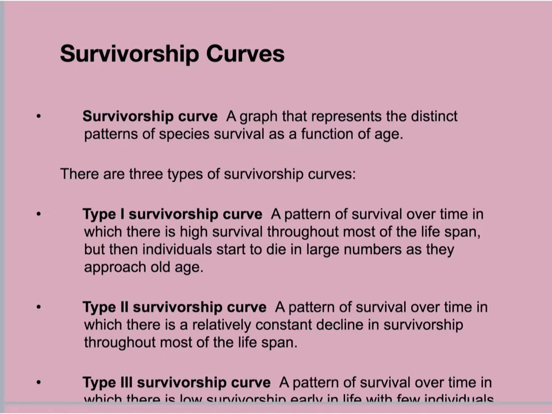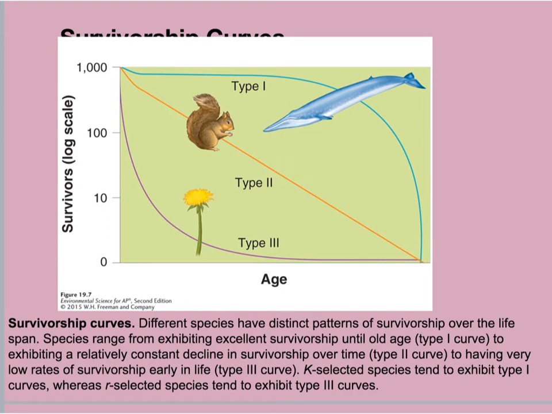So type 3 survivorship curves have a very low survivorship overall. Even early in life, very few individuals reach adulthood. And species that have a type 3 curve are what we call R-selected species. These are things with high reproduction and very high death. Mosquitoes are a good example. Dandelions, types of flowering plants, those types of things. Type 3. So different species have distinct patterns of survivorship over their own lifespan.